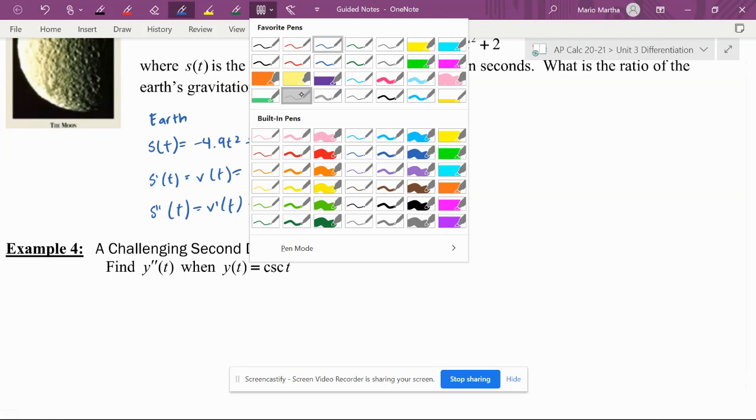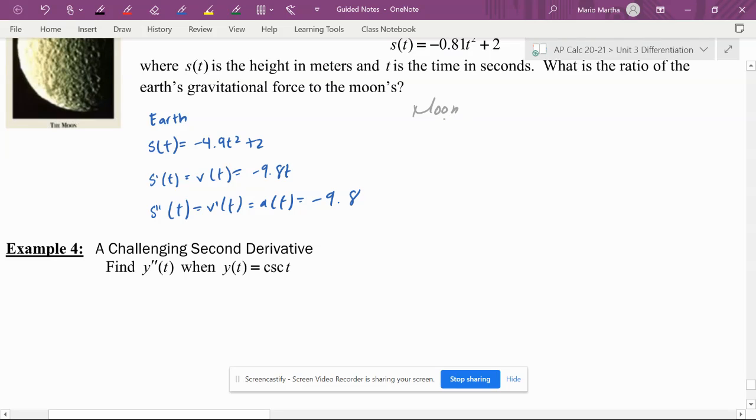Then let's talk about the moon. So on the moon, the position function S of t is equal to negative 0.81 t squared plus 2. And then S prime of t for the moon, or v of t, would be negative 1.62 times t. And then finally, our acceleration, S double prime of t, which is v prime of t, or a of t again, is equal to negative 1.62.